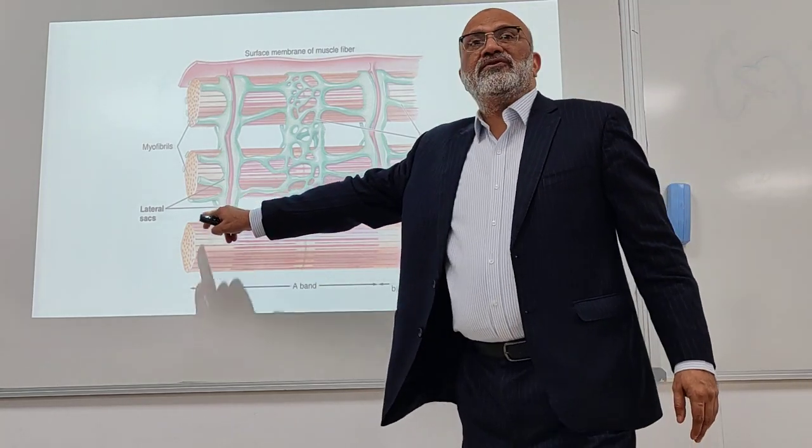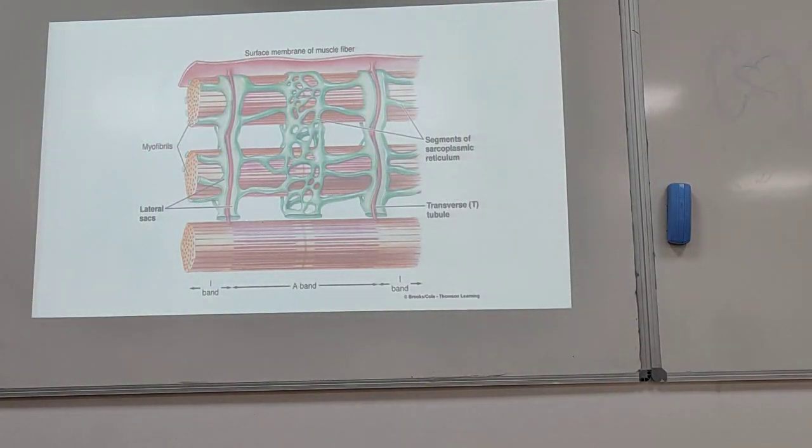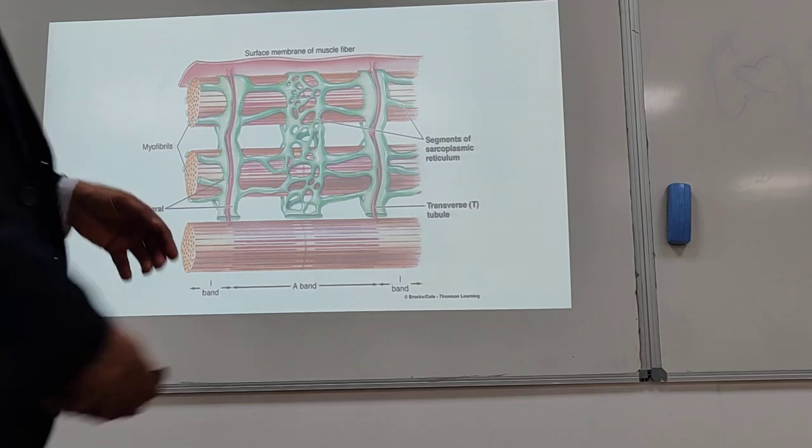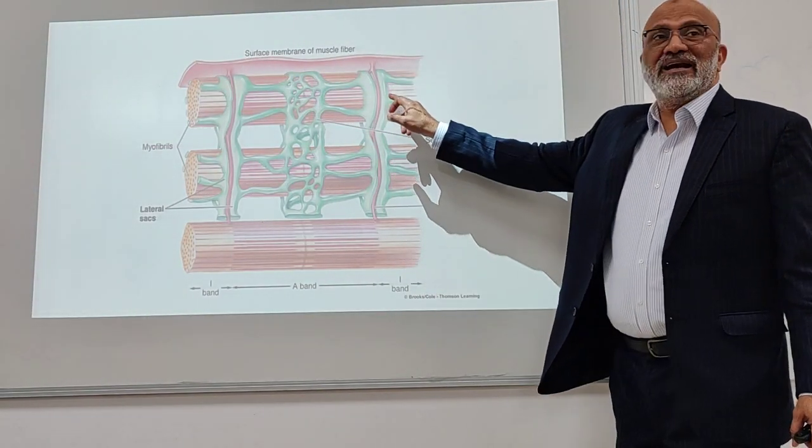What is the function of the endoplasmic reticulum lateral sacs? It stores calcium. Is it near the transverse tubule? Yes, it's near. See the red one. These are the lateral sacs. These are the lateral sacs.